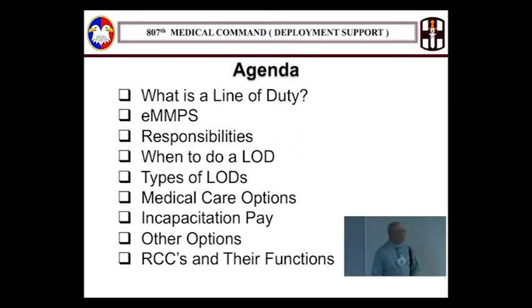Next slide. All right, on our agenda today, we're going to discuss basically the components of the line of duty. We'll talk briefly about the EMMPS module, that's the E line of duty module through MedChart. We'll also talk about responsibilities of the soldier, the UA, the unit commander, all levels in the process of line of duties. And then when to do a line of duty.